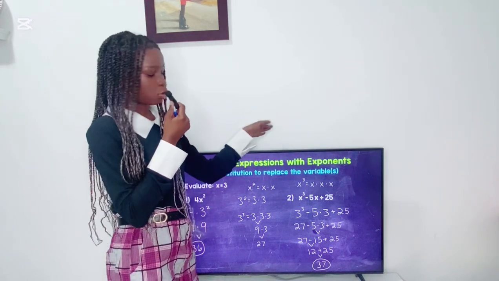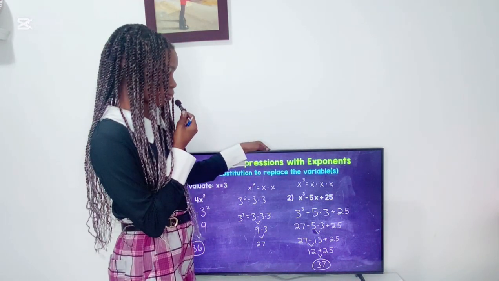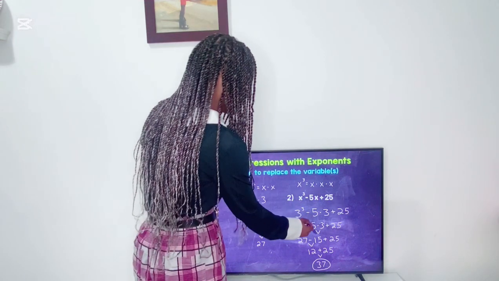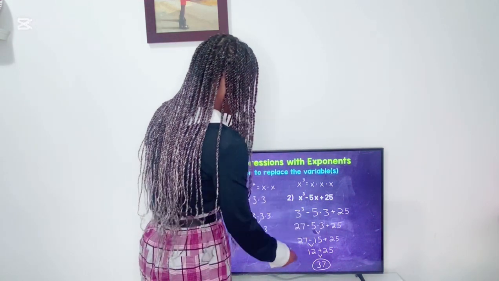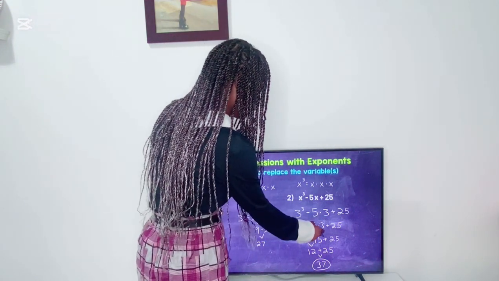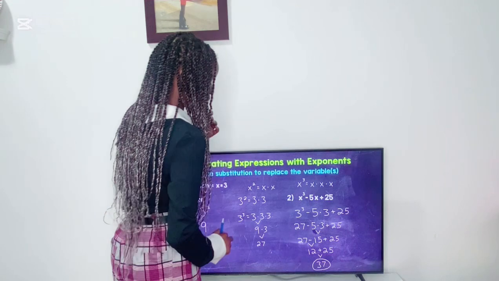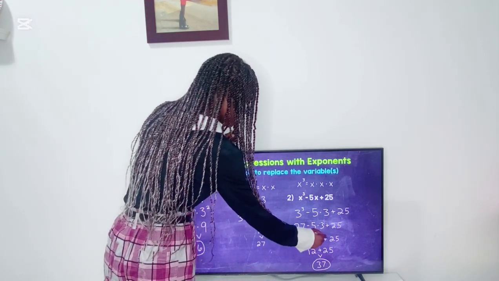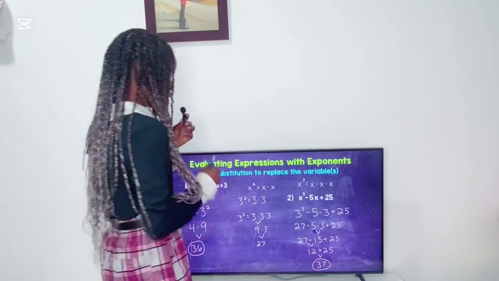So now, do we have multiplication or division? Yes, we have multiplication. So this one, 5 times 3, is going to go next. So 5 times 3 is equal to 15. We'll bring down the ones we haven't used. So 27 minus 15 plus 25.